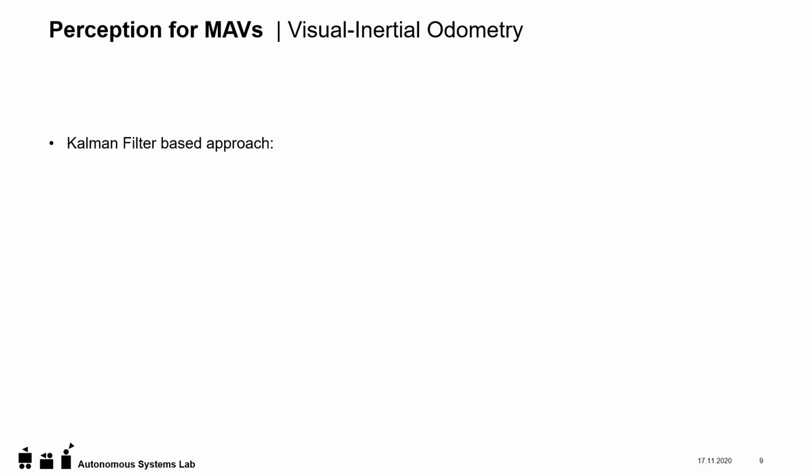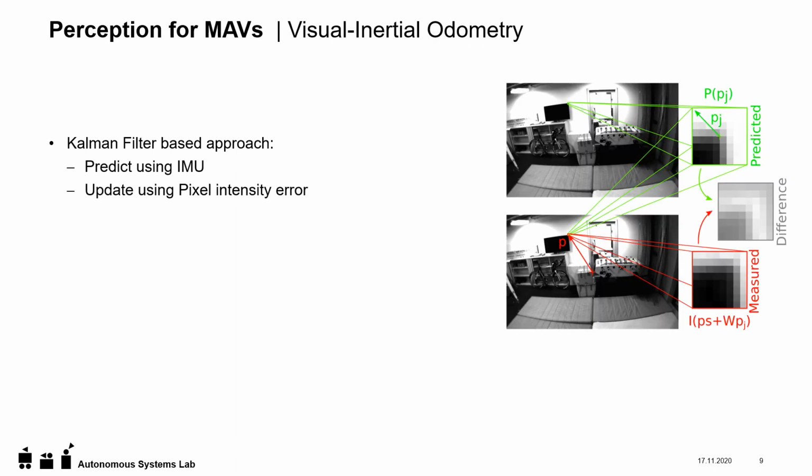The first one is a Kalman filter-based approach called ROVIO. In this Kalman filter-based approach, we perform a prediction using an IMU to forward predict our current state, and then use a pixel intensity error to update our state. In the pixel intensity error, different image patches are compared based on their forward prediction, and the error in their photometric difference is minimized. This is quite robust against aggressive motion and illumination change.